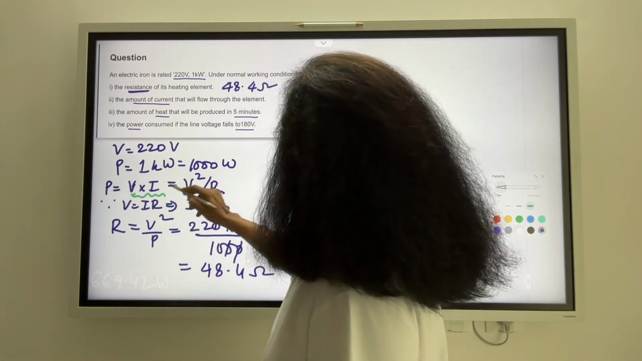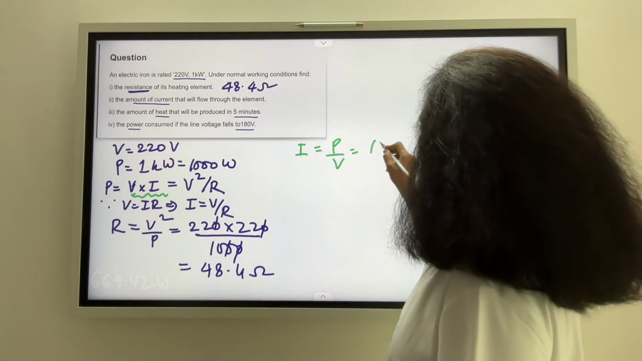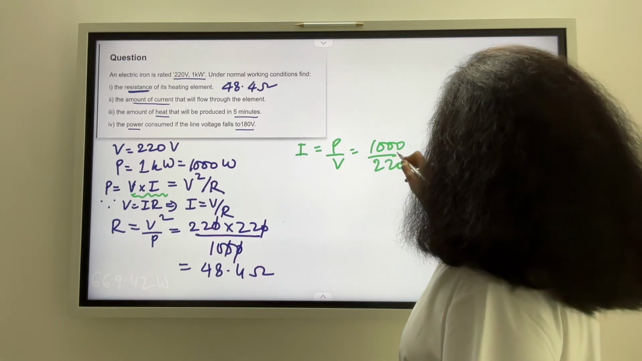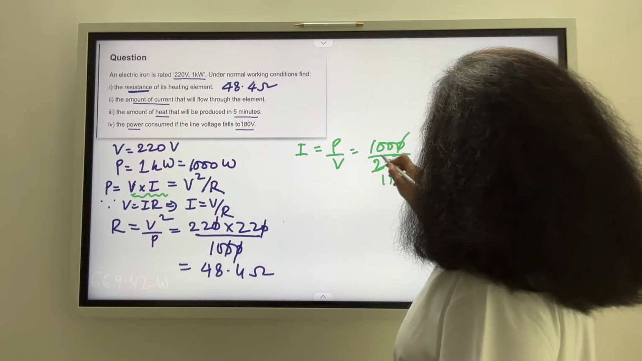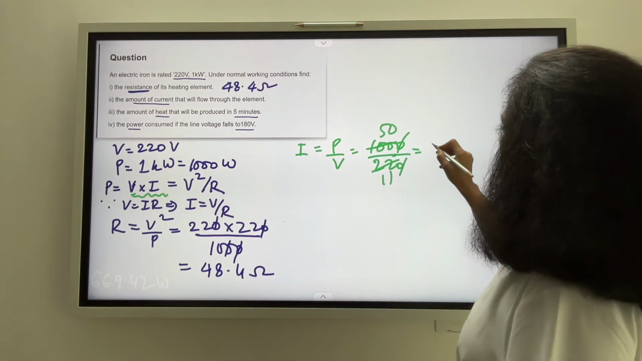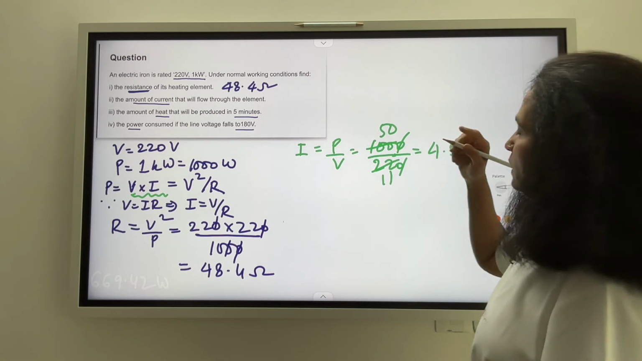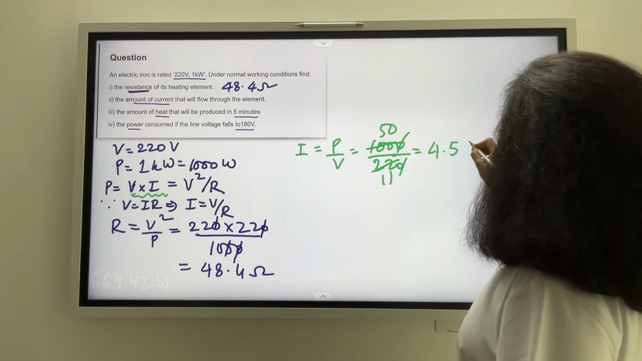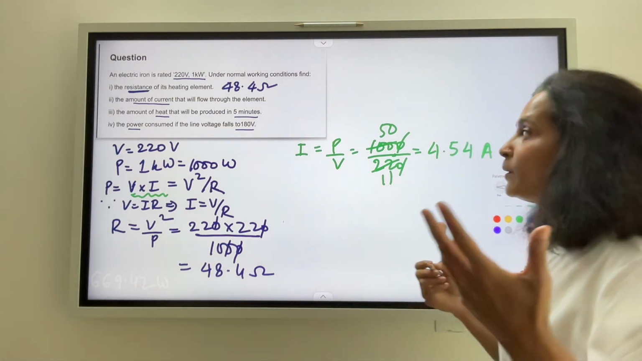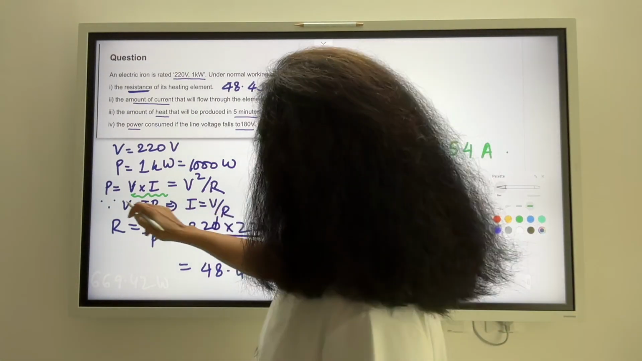This part. So I is equal to power by voltage. What is the power? 1000. What is the voltage? 220 volt. So how much do I get? 250 by 11. So 11 4s are 44, 11 5s are 55. I will get 11 4s are 44. Approximately 4.54 ampere is the current in the second part of our question.